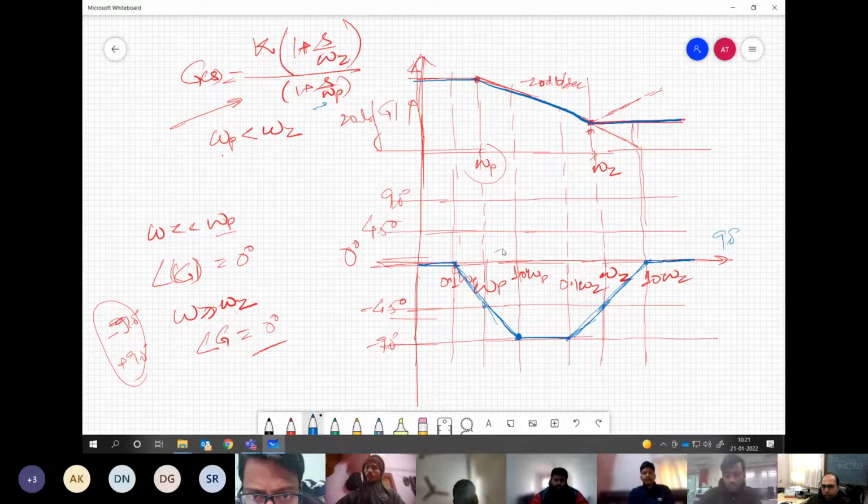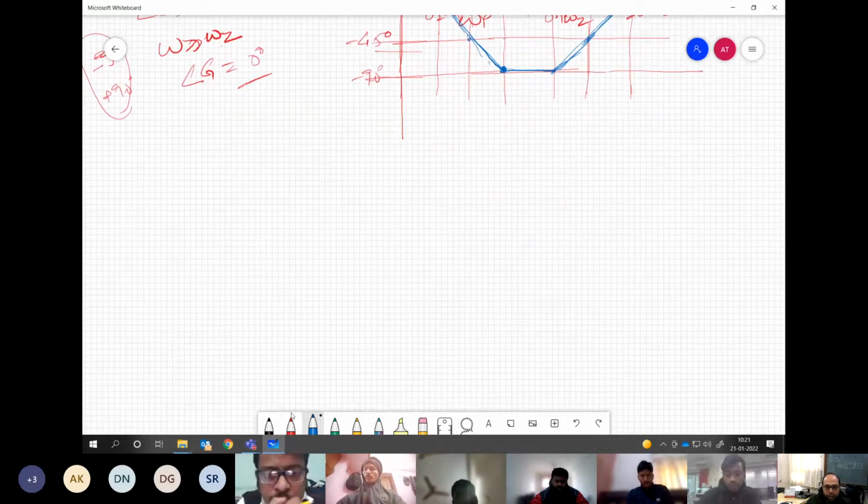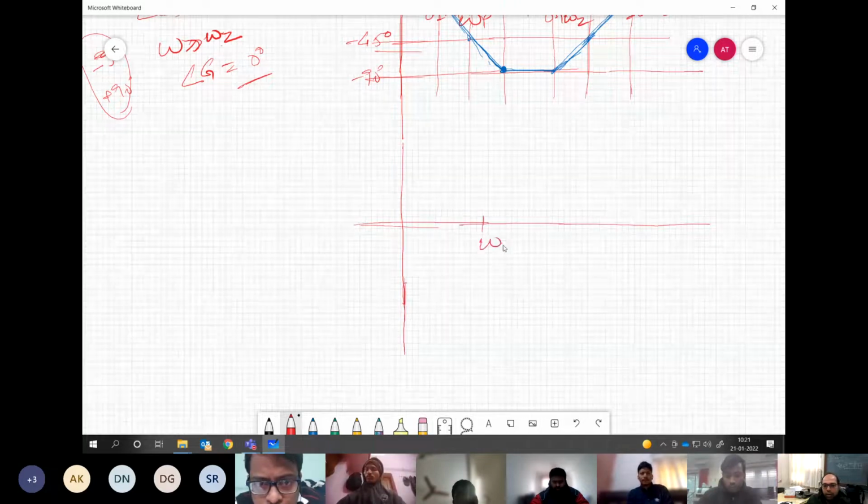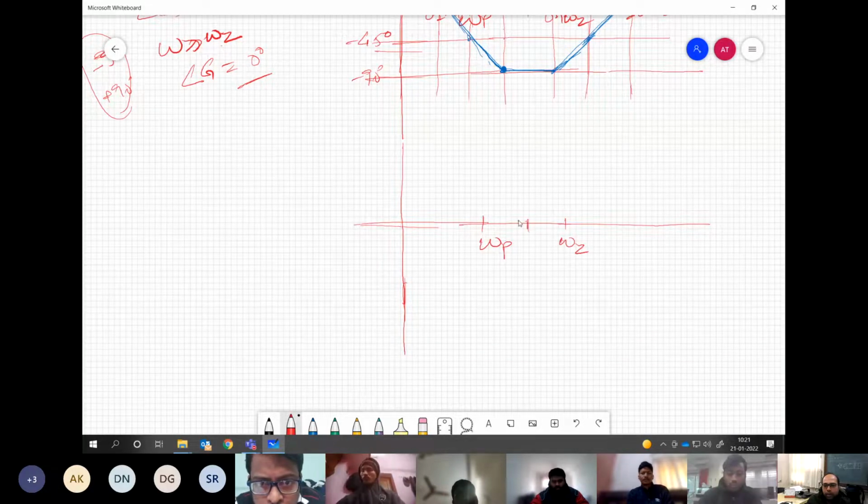If these 2 points are overlapping, say this 0.1 omega z is coming before 10 omega p, what you need to do is draw both the curves separately. Let us say one situation I am considering over here. You have omega p, then omega z is somewhere close. So 10 omega p is there and 0.1 omega z is here. So these are the curves. Let us say these are the points.